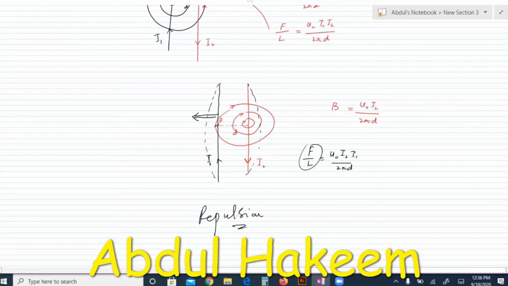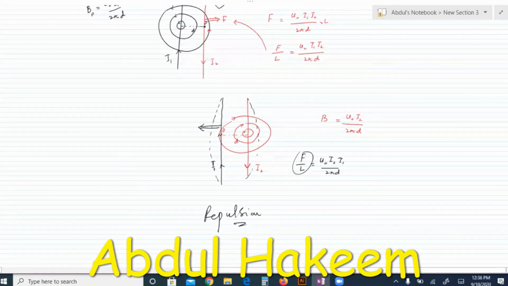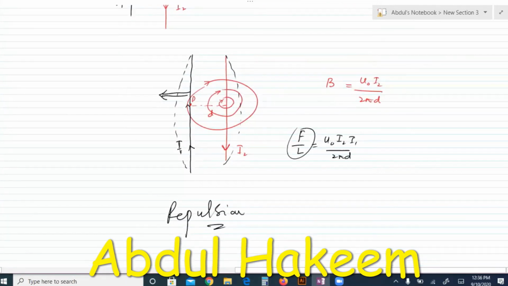So this is the proof that when wires are parallel, carrying current in opposite directions, then they will repel each other. But both forces are equal and opposite. Again, Newton's third law is valid, but the force will be a repulsive force.